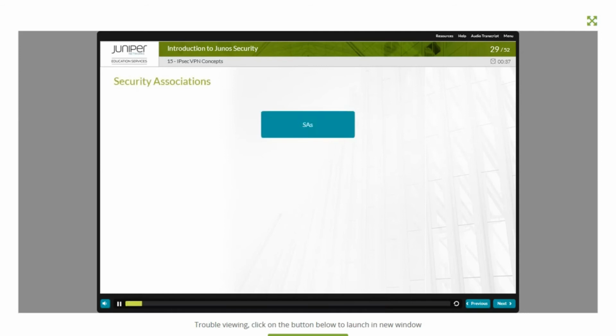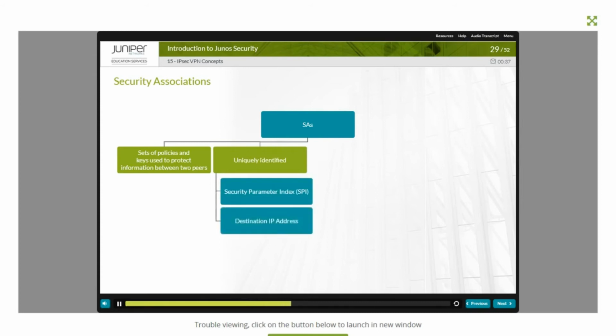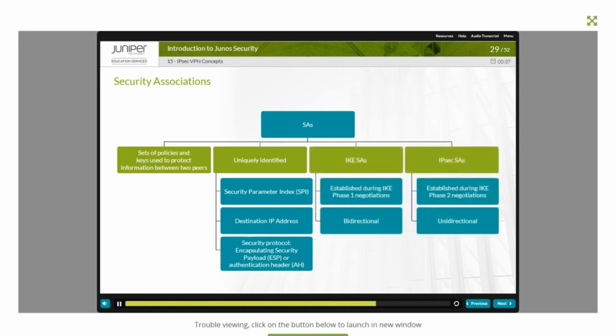A security association, or SA, is a set of policies and keys used to protect information. SAs establish upon the successful completion of IKE negotiations. An SA is uniquely identified by the Security Parameter Index, or SPI value, the tunnel destination address, and the security protocol, encapsulating security payload, or ESP, or authentication header, or AH. The lifetime of an SA can be based on either a time value or a quantity of bandwidth, after which the keys are changed, a process known as rekeying.